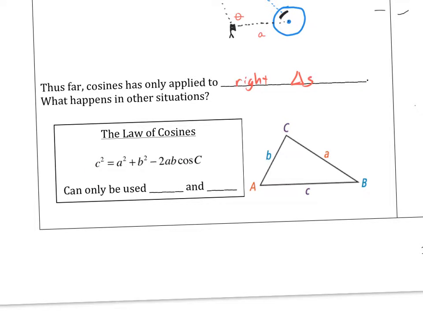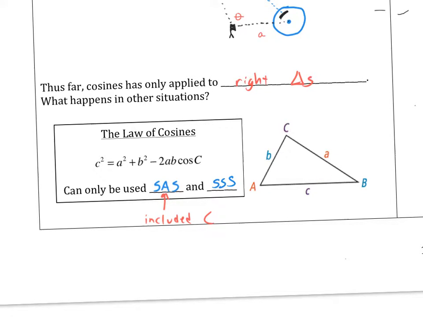This can only be used in a situation where we know side, angle, side. Remember, side angle side, the angle is the included angle. It's got to be the angle that's between the sides that you know. So for example, if you know side A and side C, you need to talk about angle B. If you know side B and C, you need to talk about angle A. The other option is if you know all the sides and you're looking for an angle.